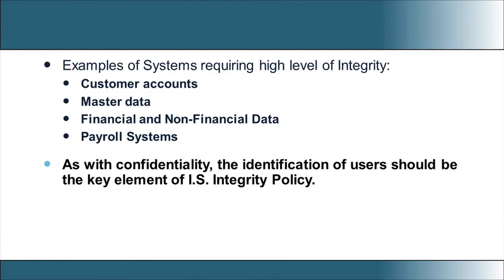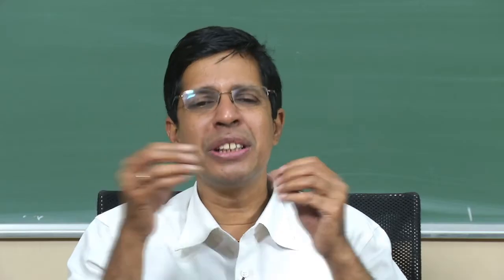As with confidentiality, the identification of users should be the key element of the information security integrity policy. So how do I ensure integrity? First thing is, I need to identify the user. So how do we do this identification? Again, we have the process of identification, authentication, and then authorization. All that we did for the case of confidentiality needs to be done here.